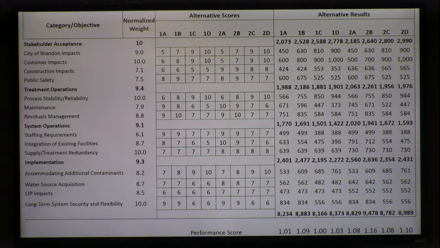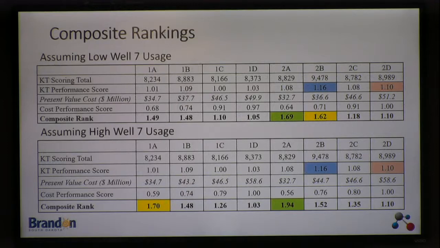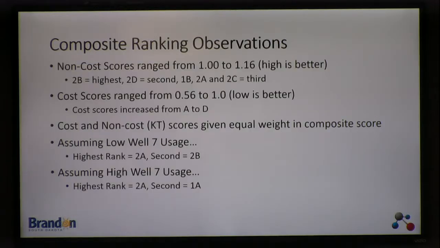What would 2B be? It's using the Split Rock Creek as the main focus for water supply and using WRT at well number 7 and treating the water at the treatment plant using the existing process. It received the highest performance score. In fact, this is summarized here. The non-cost scores range from 1.0 to 1.16. Highest is better. 2B is the highest. 2D was second. And then these three were about the same.